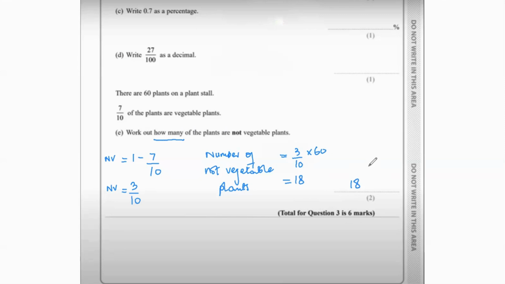An alternative method for this was that you could have found 7/10 of 60, which will give you the number of vegetable plants. When you find 7/10 of 60, that's basically 42. So if 42 plants are vegetable plants, not vegetable are going to be 60 minus 42, which is 18. Either way, you're getting the same answer, so you can pick whatever method you think is easiest for you and less time consuming.